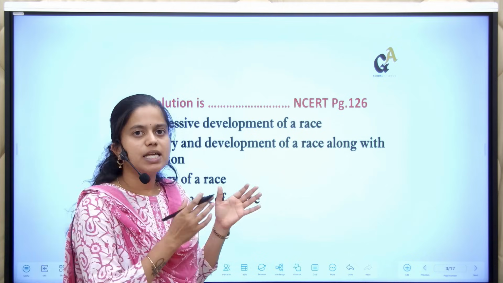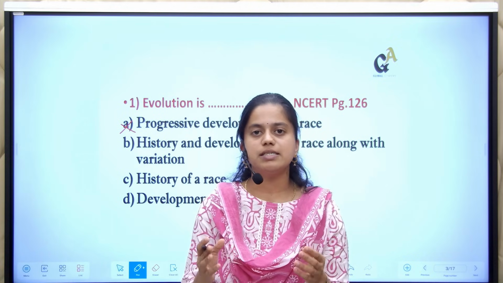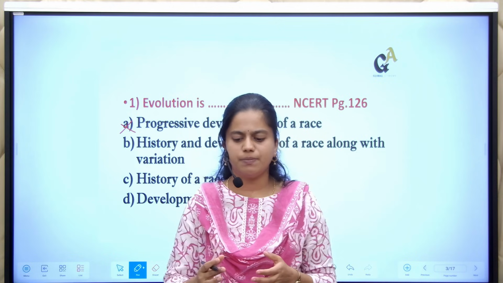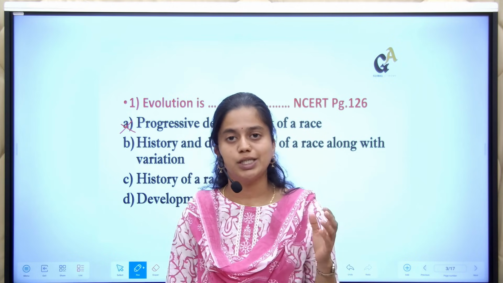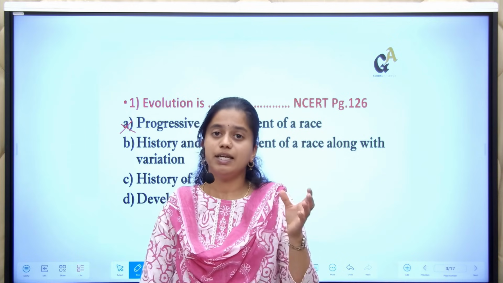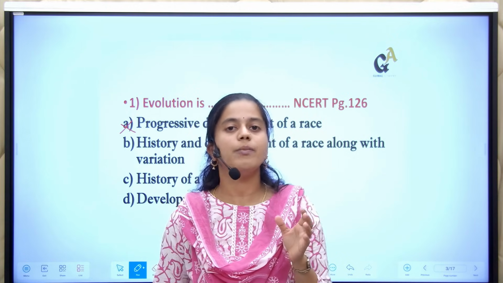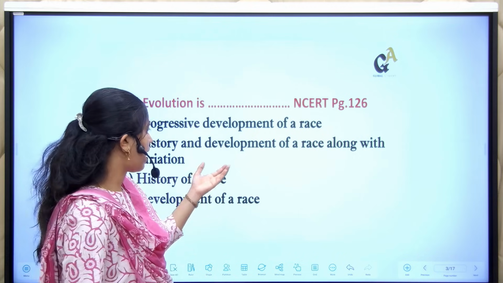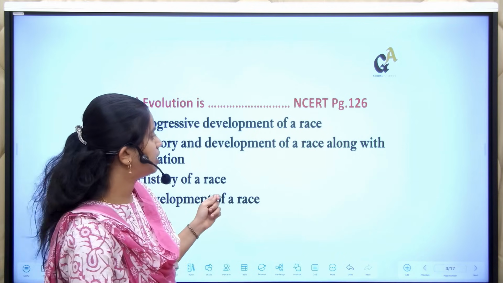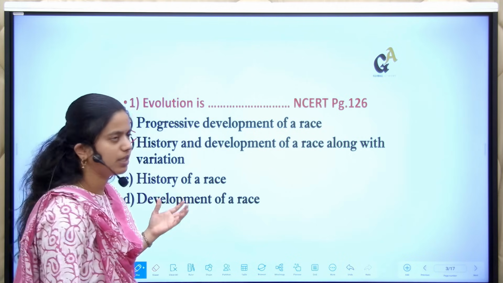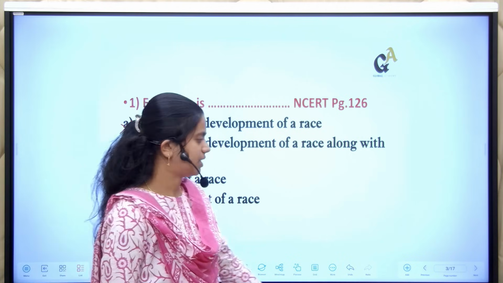Always, evolution is not a spontaneous development, it is a slow development. Evolution will not only depend upon the history, it also depends upon the development. So it is a combination of the history as well as the development. So you can say history and development of a race along with the variation. Option B is correct here.